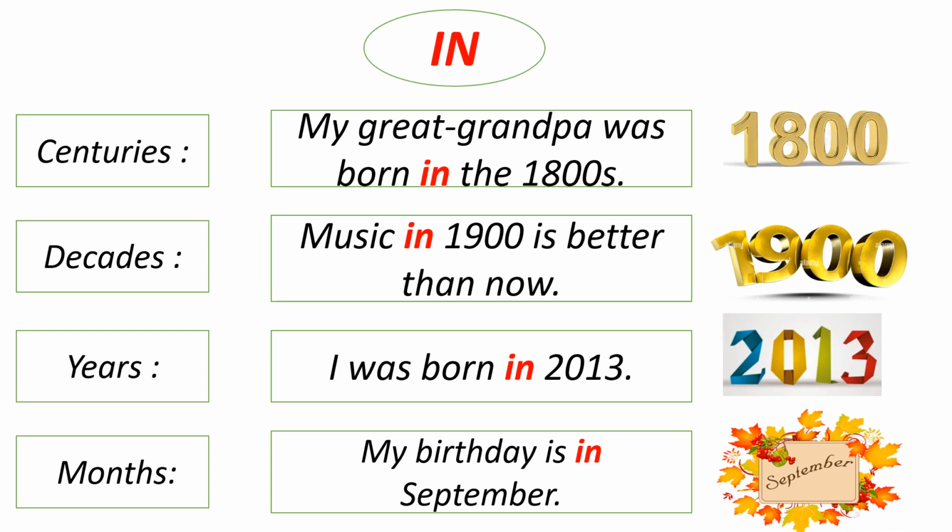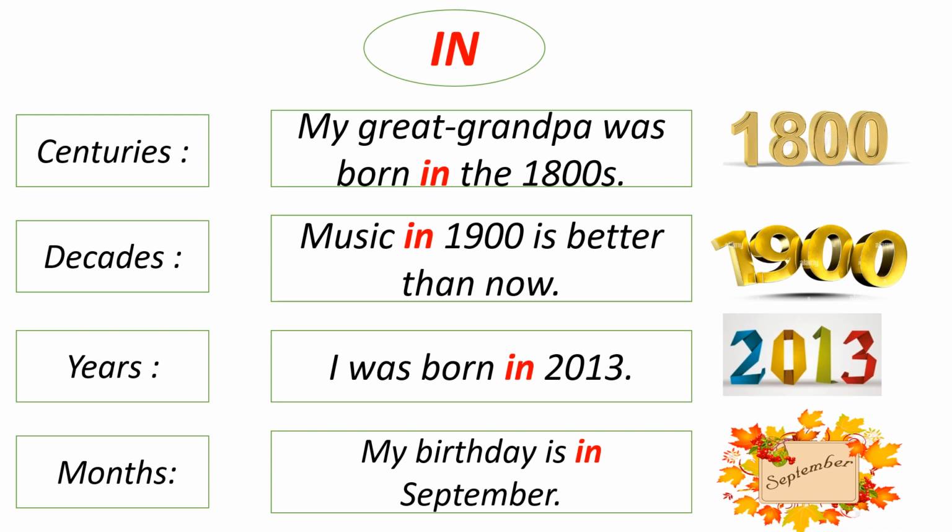Clear? We use in also to talk about decades. For example, music in the 1900s is better than now. So we use the preposition in because we have a decade. We use in also to talk about years. For example, I was born in 2013. There is a specific year, 2013, so we use the preposition in. We use in also to talk about months. For example, my birthday is in September.